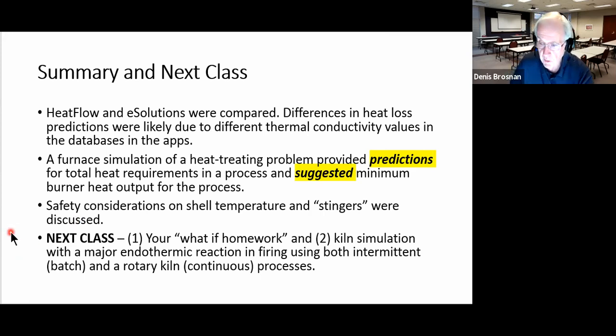Now, next time we're going to look at a kiln simulation that has a major endothermic reaction on firing. You're decomposing a compound on firing a ceramic material, and we're going to do that with an intermittent kiln, a batch kiln, and we're going to do it with a continuous kiln, a rotary kiln, and we're going to do that using e-solutions. Fortunately, it has that capability.